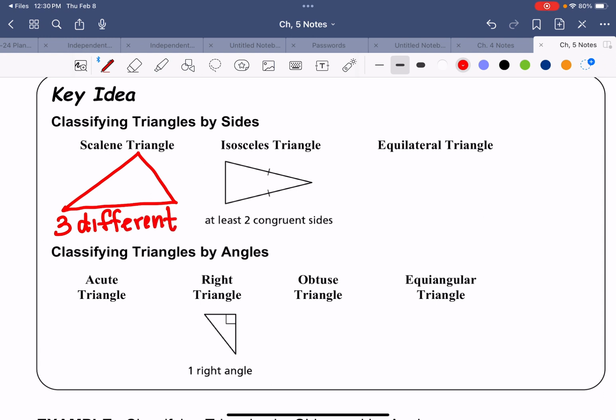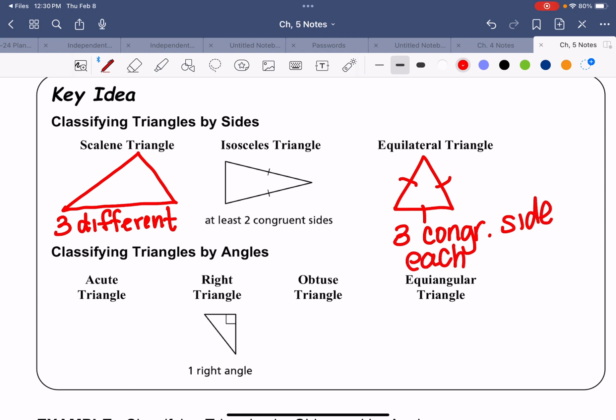And an equilateral triangle is going to have 3 pairs of congruent sides, as well as each angle being 60 degrees. Now, an acute triangle is going to have all acute angles. So all angles are acute.